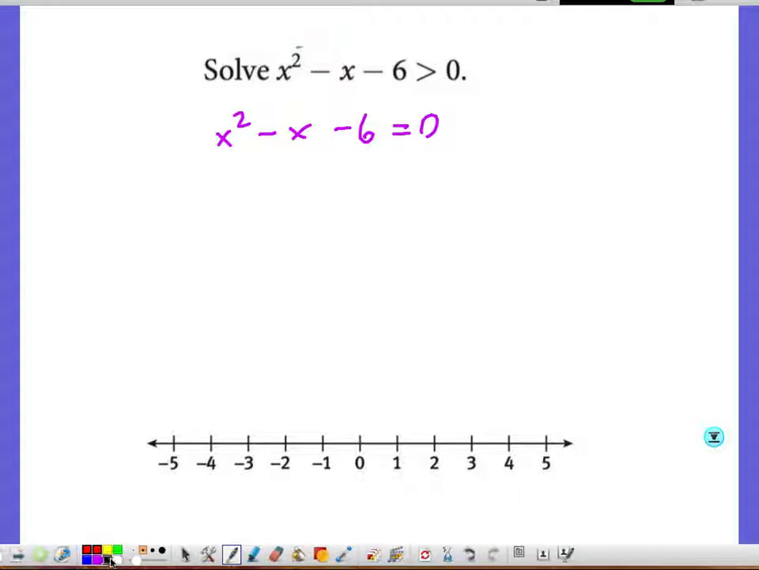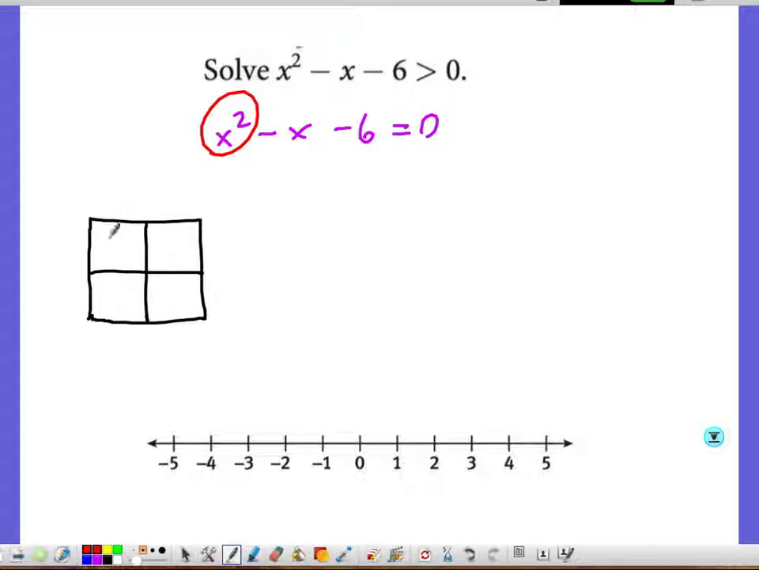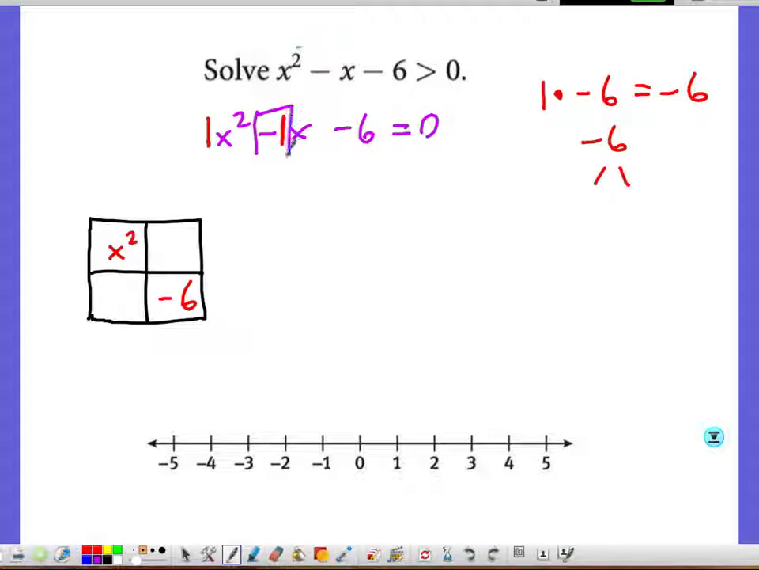In order to solve this equation, we will first factor using the box method. Now, remember from the box method, we are going to take our x squared, put it in the top left corner. We're going to take our constant, put it in the bottom right. And what we want to do is find the factors of the coefficient of x squared, which is 1, times the constant, which is negative 6, and find the factors of negative 6 that add up to give me negative 1, which is the coefficient of x.